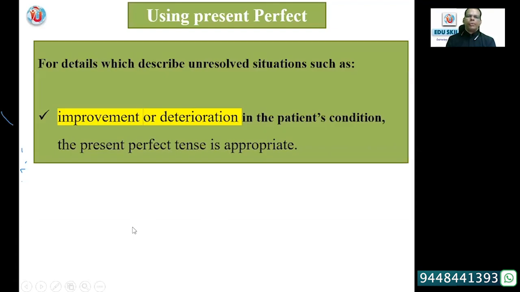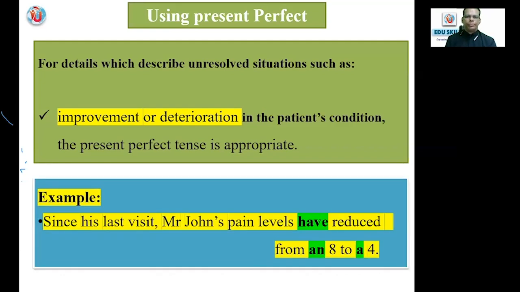Yes. We also use present perfect for details which describe unresolved situations such as improvement or deterioration in the patient's condition. In the case note, if ever you find the word improvement or deterioration in the patient's condition, the sentence structure is definitely present perfect. So you know what tense is to be used and what the tense structure is. For example, since his last visit, Mr. John's pain levels have reduced from an 8 to a 4.